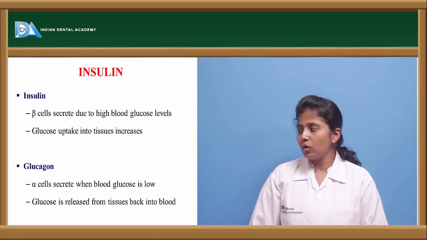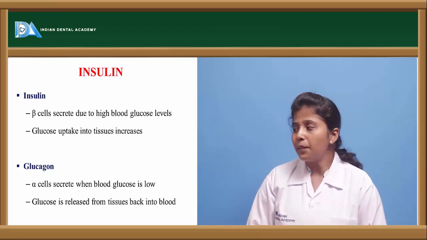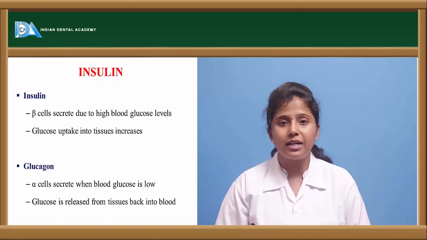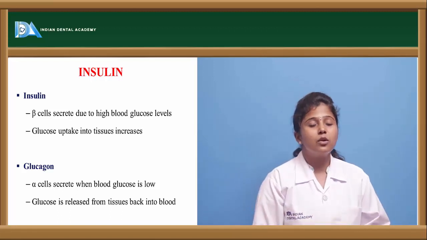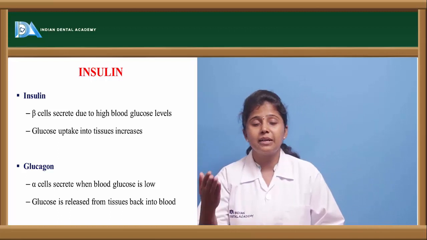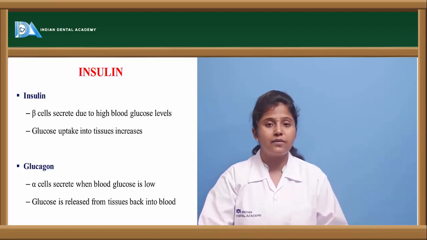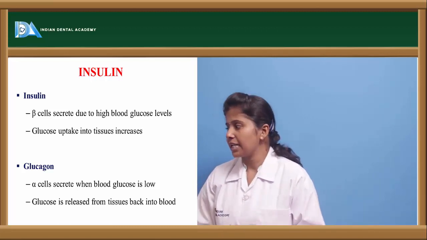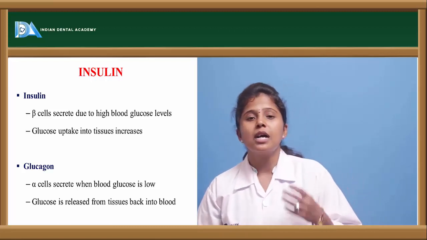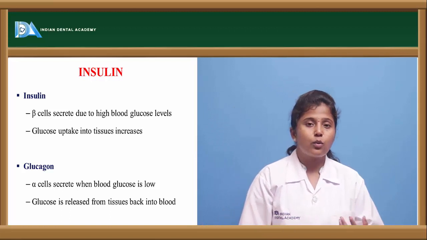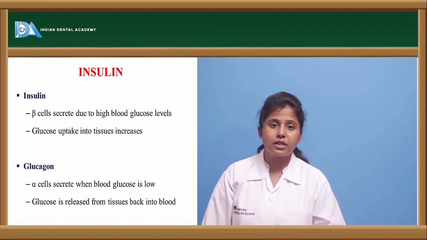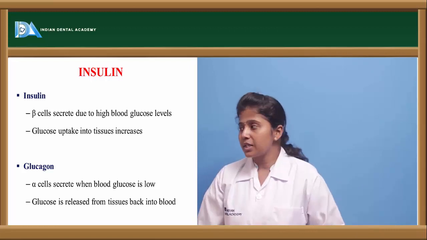thereby the plasma glucose concentration can be decreased. And glucagon is a compound secreted by the alpha cells of the islets of Langerhans when the blood glucose level is low. So if there are lower blood glucose levels, then glucagon is secreted by the alpha cells, and glucose is released from the tissues back into the blood. So on release of this glucagon, the glucose can be released into the blood circulation again.